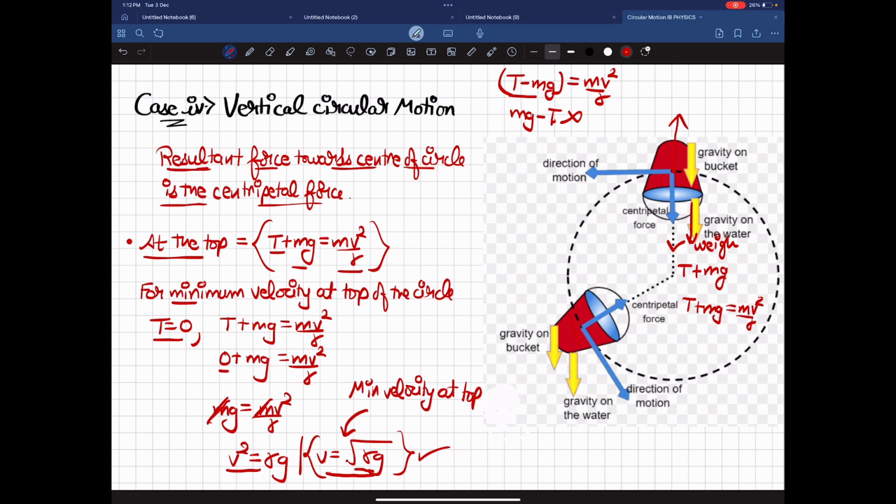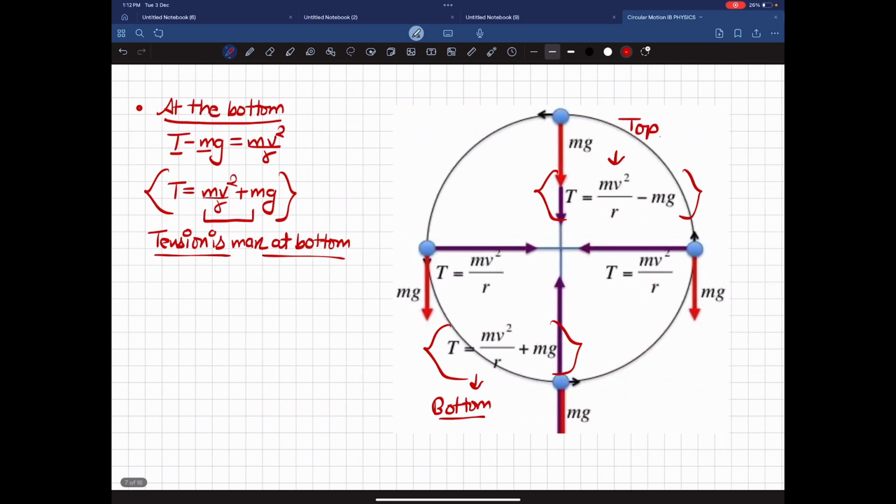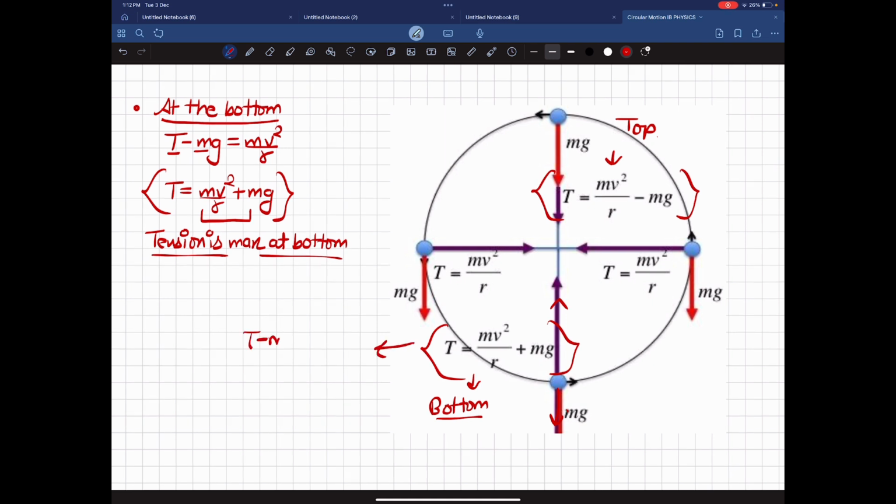Alright? So, now let's look at this figure. This figure is summarizing all the points for us. At the bottom, mg is downwards and tension is upwards. So what is the resultant force? Tension minus mg. Tension minus mg is equal to mv square by r. So tension is equal to mv square by r plus mg. They have written this in this form here.